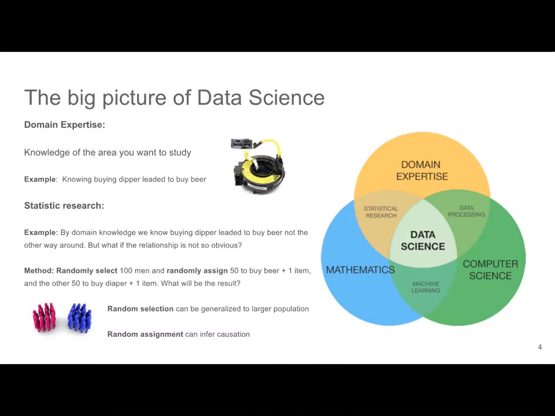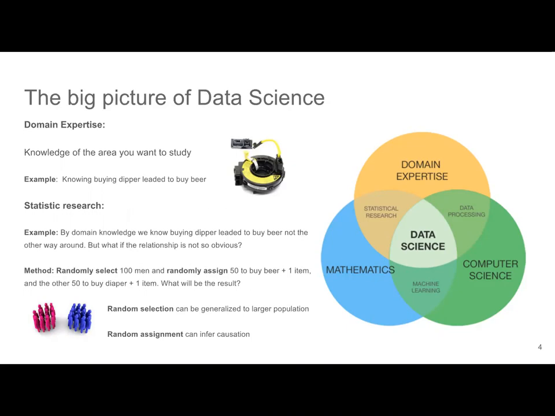And the other thing is, look at this picture in the middle. This is actually a spring clock of a car. If you are trying to sell cars and do data mining on car parts, you had better know what this is, right? So this is domain expertise. The last part is mathematics. Actually, in mathematics, there are two important areas. We will be talking a lot about machine learning, of course, and I just want to mention statistical research.